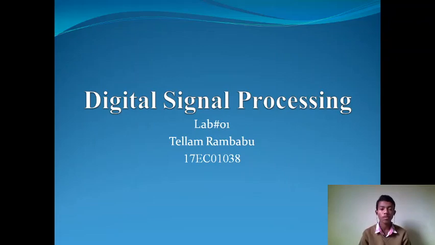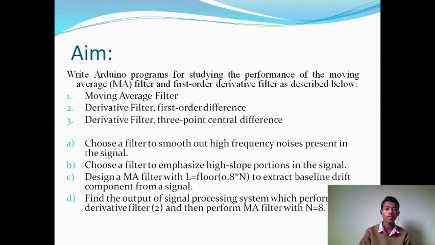Today I will explain about lab 1 of digital signal processing. In the digital signal processing laboratory, in the first experiment, we will learn some basic filters which are used to filter the signal. The aim of our experiment is to write an Arduino program for studying the performance of the moving average filter and the first order derivative filter.